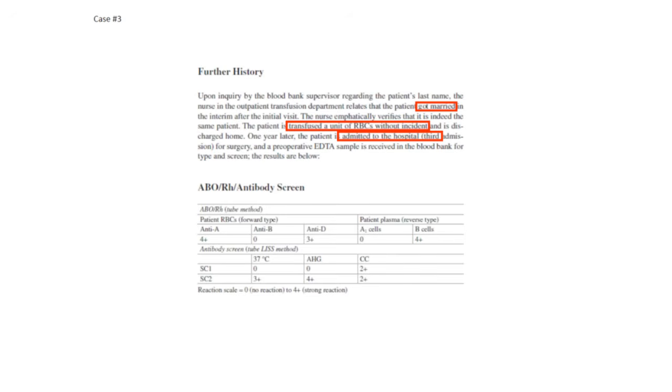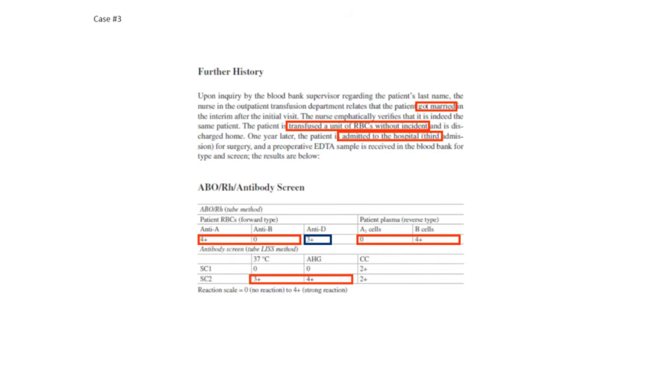And what about the ABO type? So RH. This is, again, similar, A positive, but this time we see that the antibody screen is reacting on screen cell 2 at 37 and for AHG. Correct. So we've again verified that the patient is an A positive patient. That matches. But now the antibody screen has become positive.